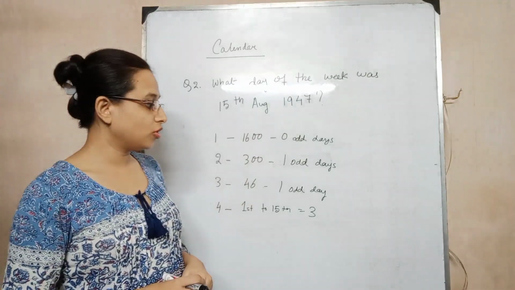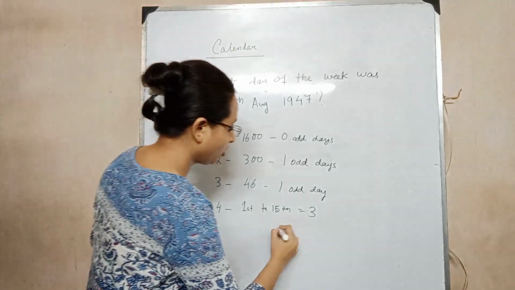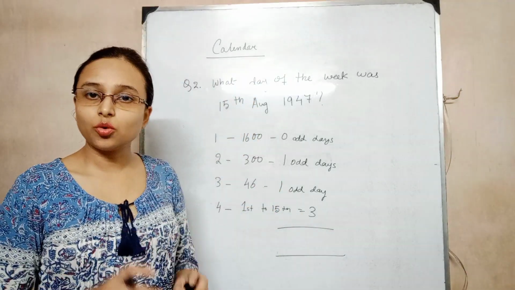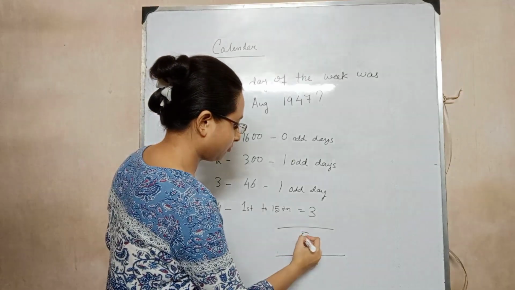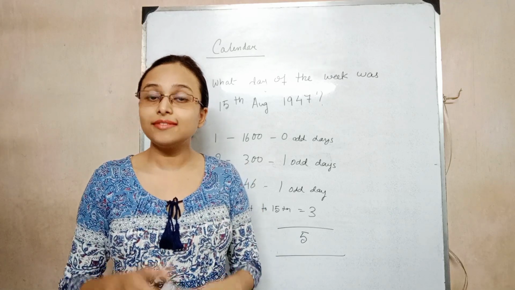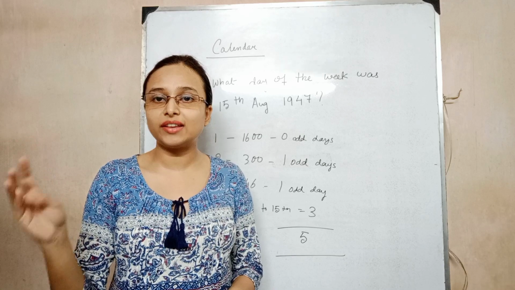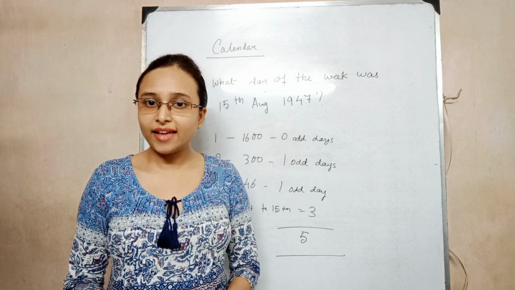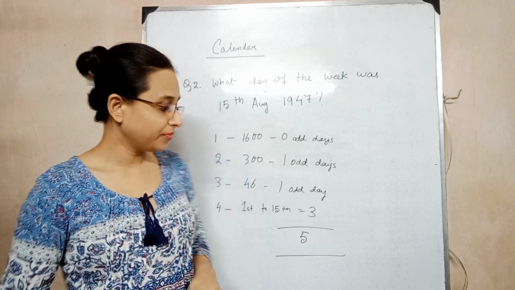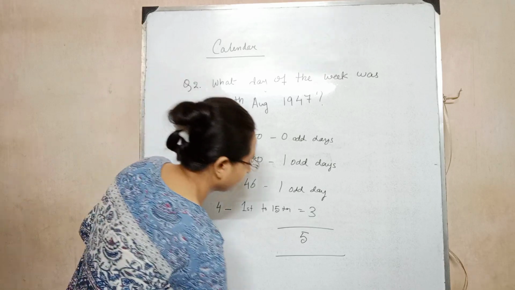So now what we will do is we will be adding up the total, right? So the total that we get is 3, 4 and 5. So we get 5. The total is 5. So 5 from Sunday is Friday, right? Sunday, after that Monday, Tuesday, Wednesday, Thursday, Friday. Hence August 15th, 1947 was Friday. If you haven't understood the fifth thing, I'm writing it down.